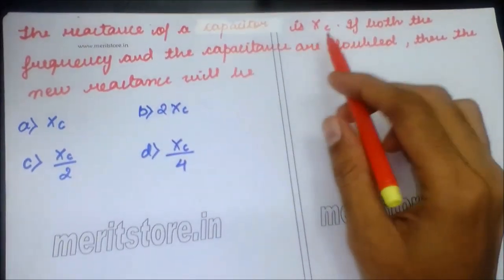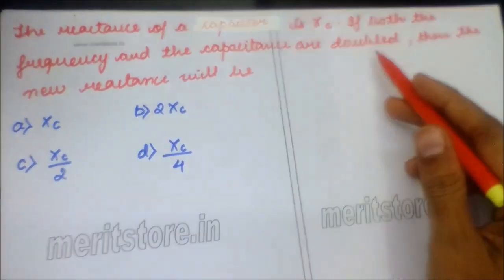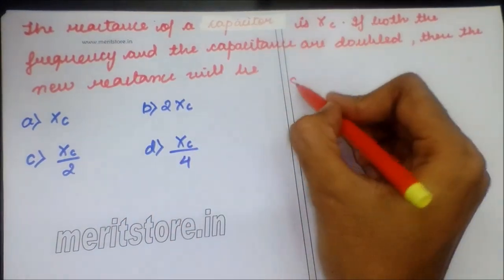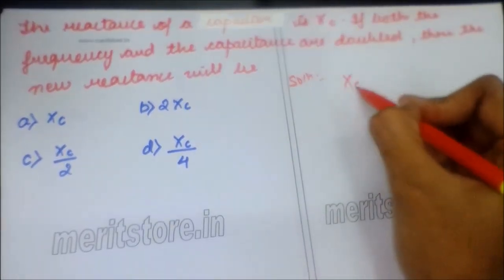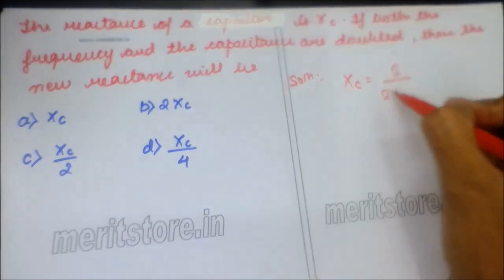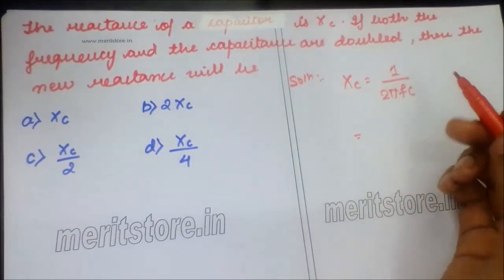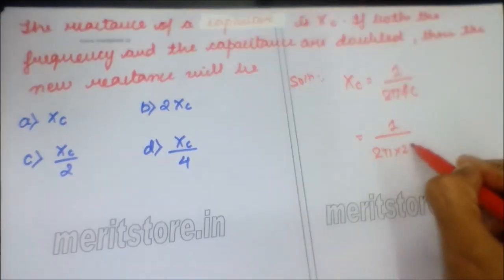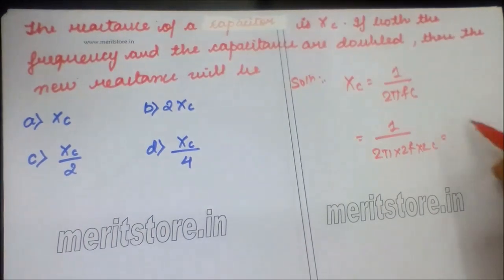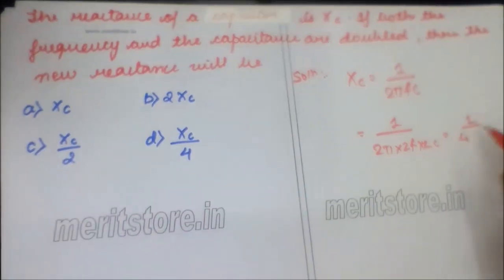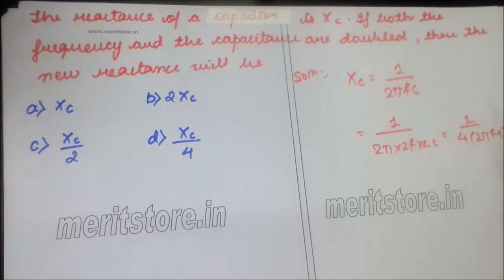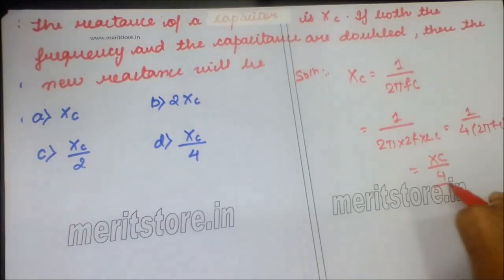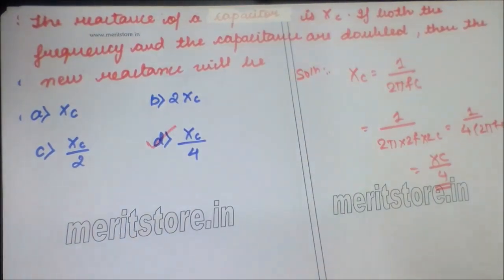The reactance of a capacitor is Xc. If both the frequency and the capacitance are doubled, then the new reactance will be Xc, 2Xc, Xc upon 2 or Xc upon 4. So we have the reactance of a capacitor given by the formula 1 upon 2 pi multiplied by the frequency multiplied by the capacitance. So if the frequency and the capacitance both are doubled, we get 2 pi multiplied by 2f multiplied by 2c. So that gives you 1 upon 4 into 2 pi fc. And 1 upon 2 pi fc is nothing but Xc. So Xc upon 4 will be the option. So D is the correct option.